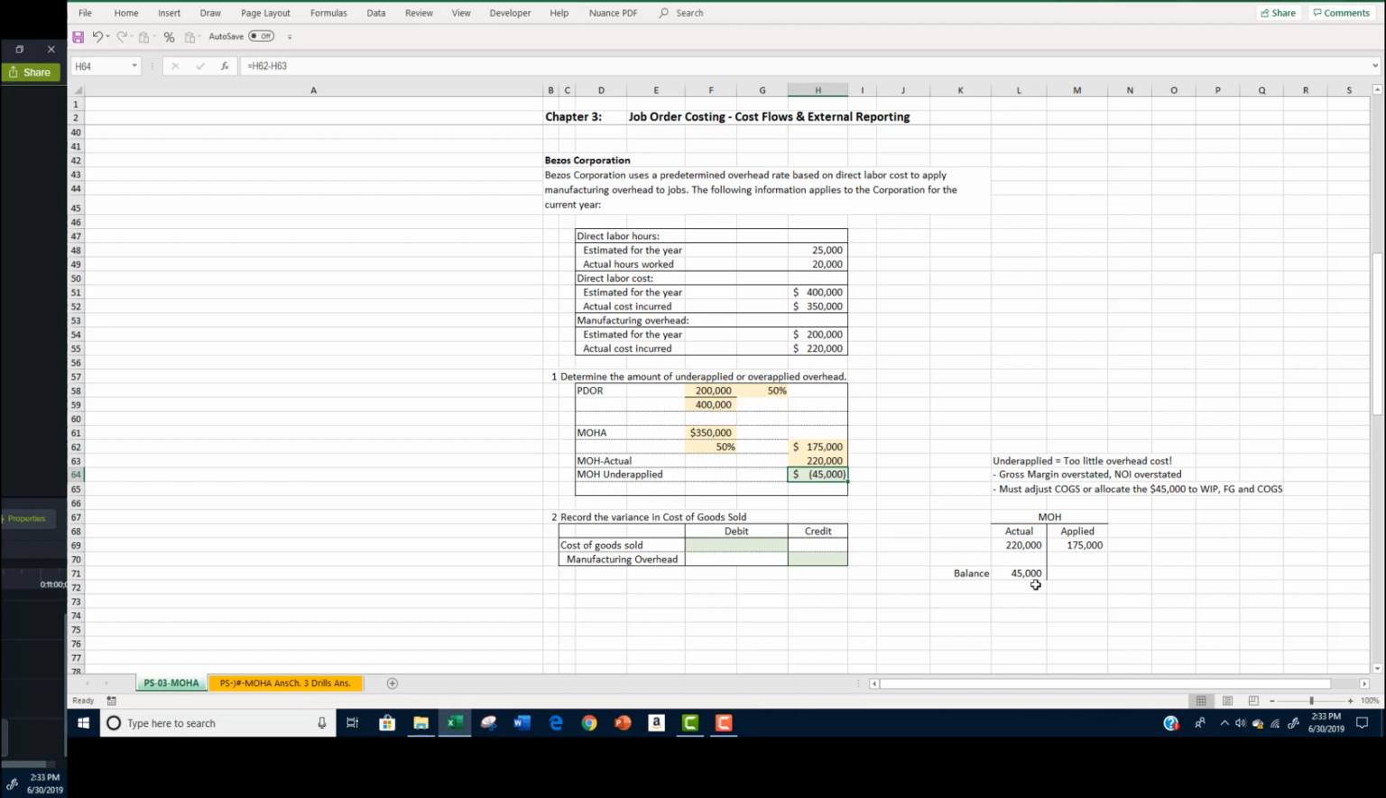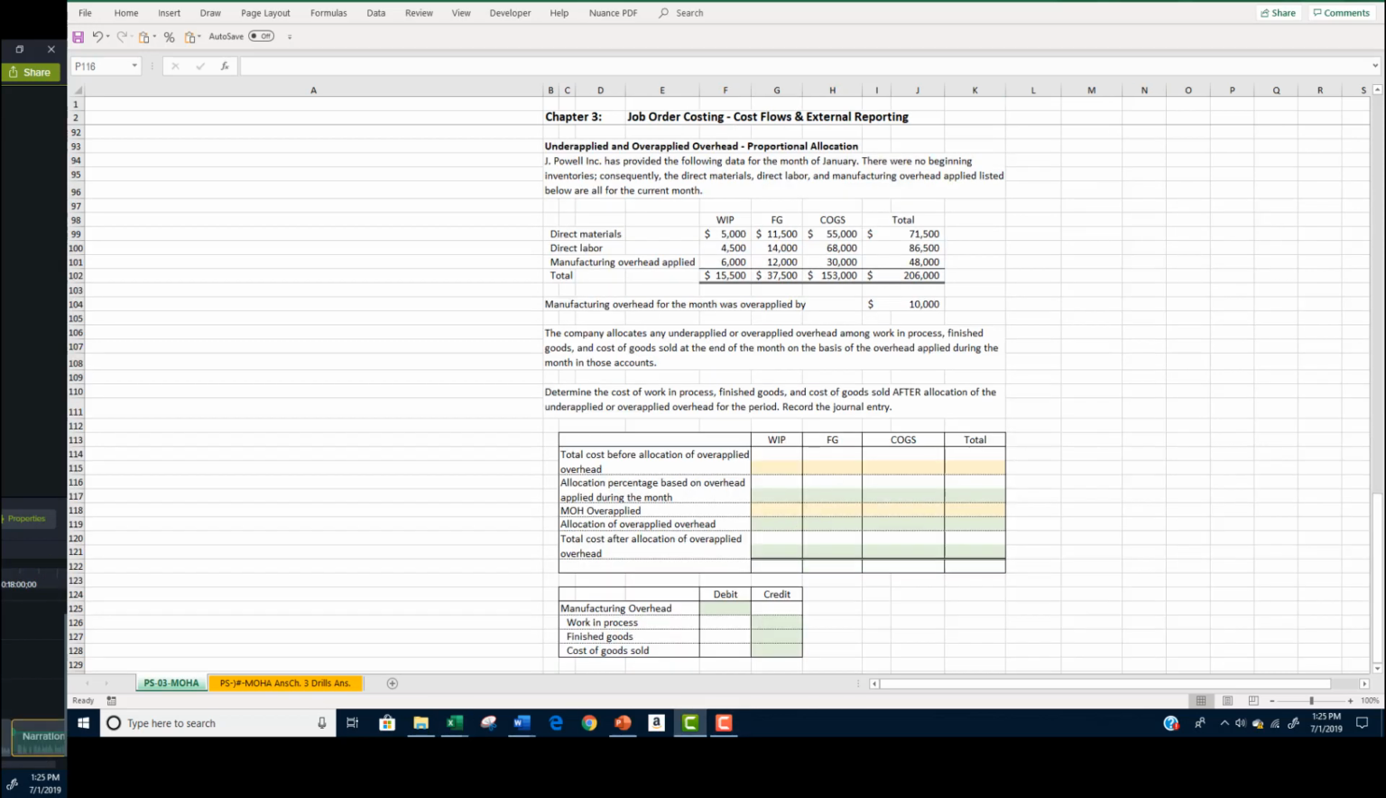Well, if we have a debit balance of 45, the only way we can zero it out is by crediting manufacturing overhead. Then we have to debit something. Well, we can either debit cost of goods sold, or we can allocate it to work in process, finished goods, and cost of goods sold. Again, I chose to transfer the funds to cost of goods sold. So now to the left, you see the journal entry. We debit cost of goods sold for 45,000, which actually increases our expense for the period, and we credit manufacturing overhead for 45,000, which zeroes out that account. At this point, we've corrected our books. Done.